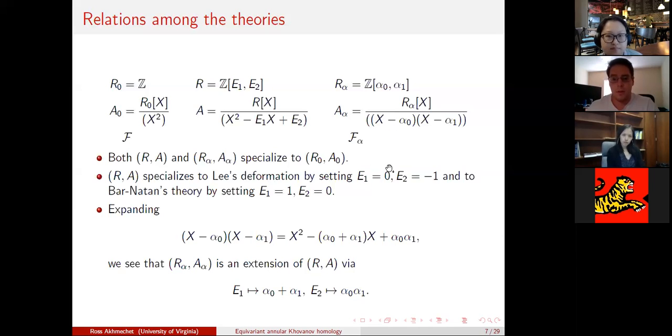So this specialization here is different from if they were formal variables like this. I'm not sure if that answers your question.